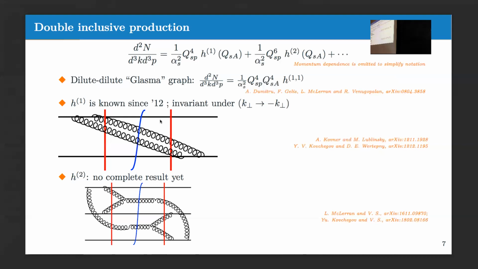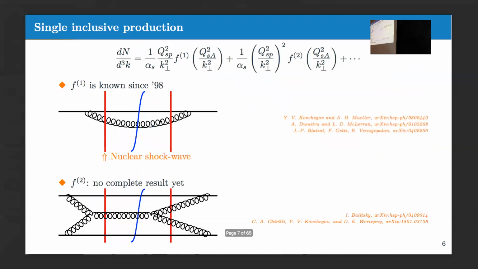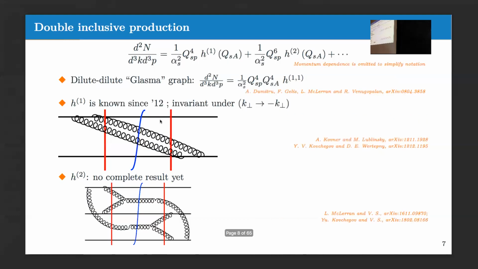So now, if you go to the next order, H2, as you probably understand, since we didn't know F2 over here, for H2 we also do not have a complete result. Okay? And it would be very difficult to compute the complete result. However, what I will show you is that it is easy to extract the odd contribution to H2, the part odd under the reflection of one of the momenta. Okay, difficult to extract the entire thing, but not that hard to extract the odd part.